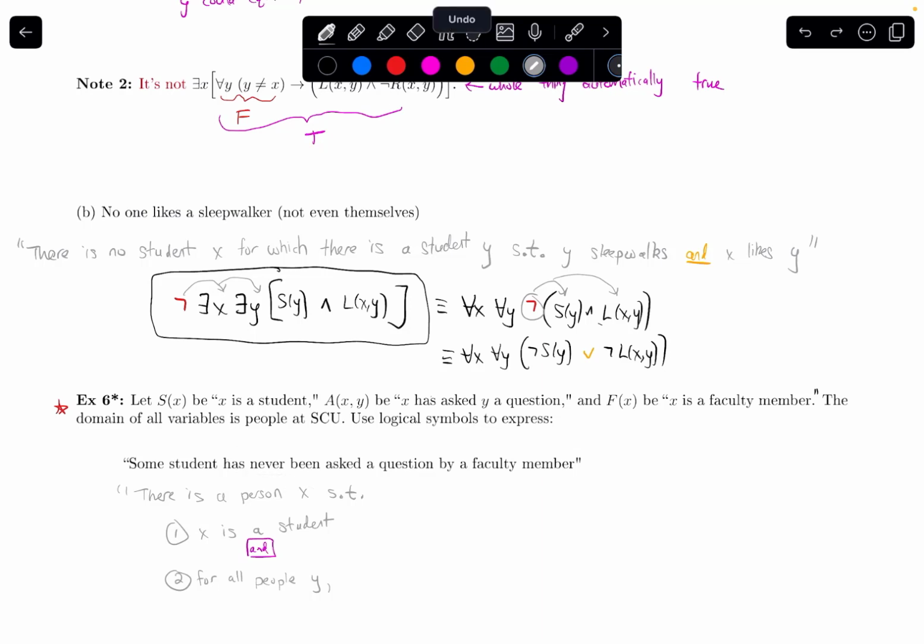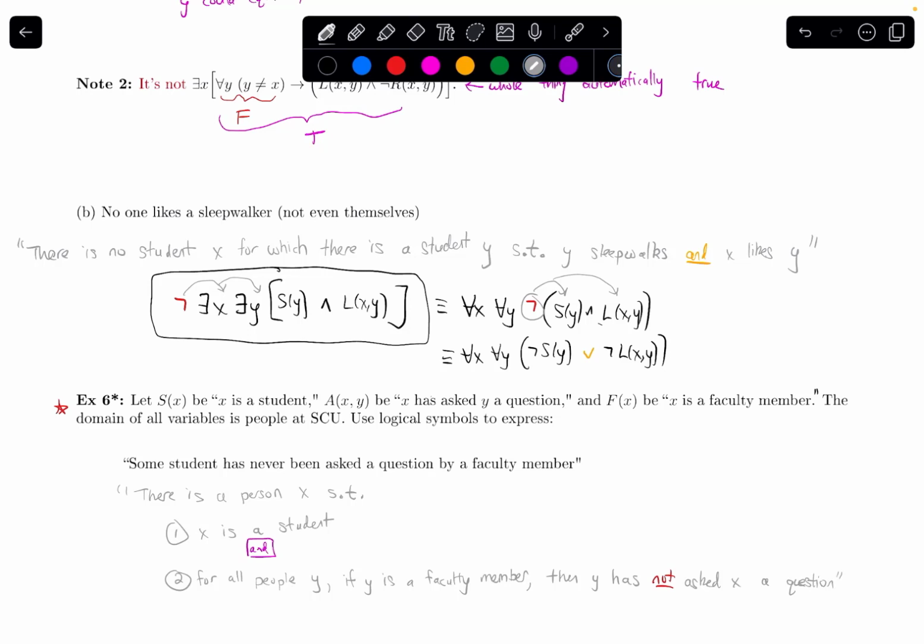Well, that's kind of suggesting I use an if-then format, right? Like if Y is a faculty member, they will not have asked X a question. So if Y is a faculty member, then Y has not asked X a question. Oh, I forgot the E there. Not asked X a question.